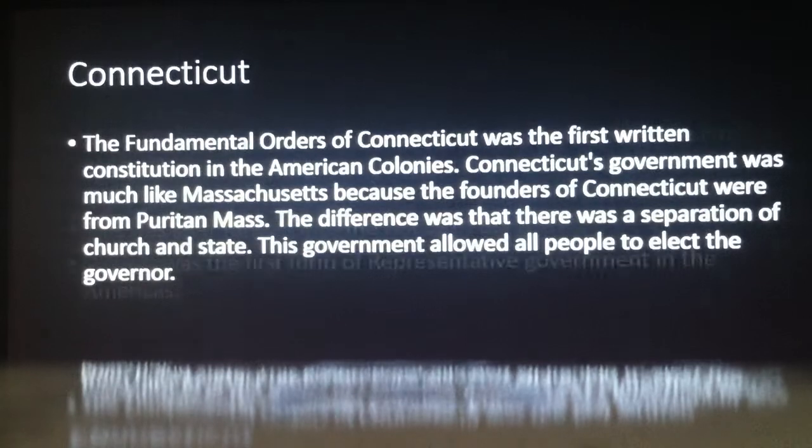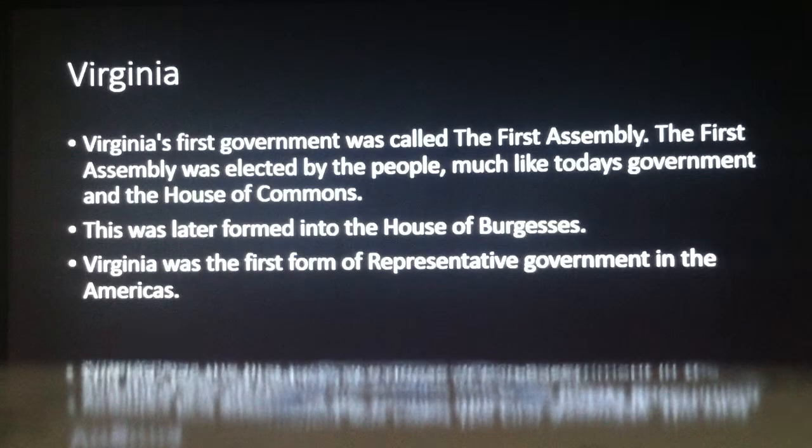Virginia. Virginia's first government was called the First Assembly. The First Assembly was elected by the people, much like today's government in the House of Commons. This later formed into the House of Burgesses. Virginia was the first form of representative government in the Americas.